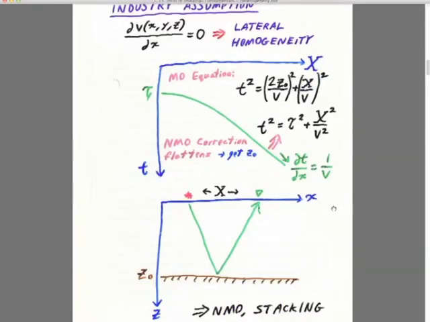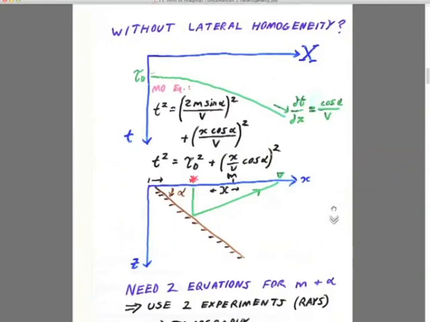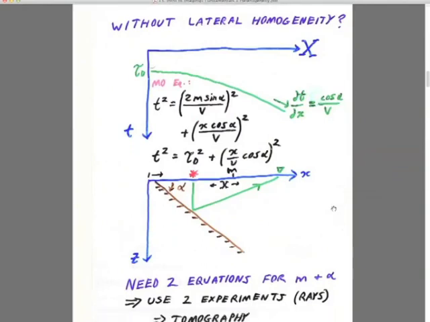Okay, so that's classic. And now the problem we're going to grapple with explicitly in this half of the class is, what if the reflector dips? So we don't have lateral homogeneity anymore, all right? And the NMO correction is going to be wrong. The stack is going to be wrong. All of that is subject to problems, okay?